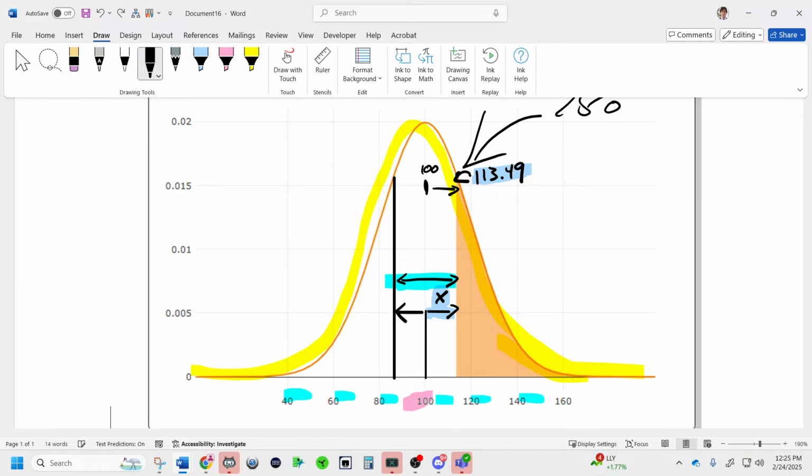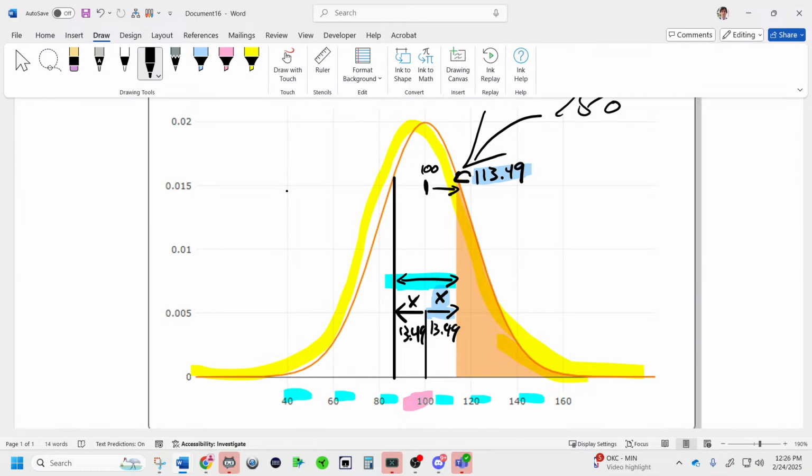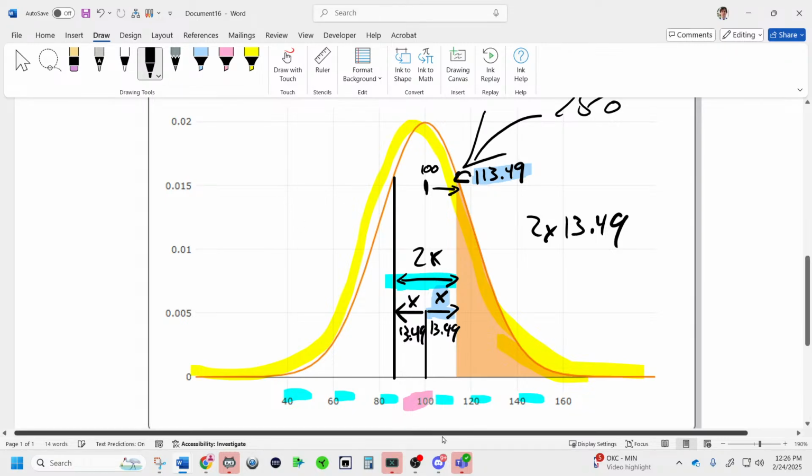13.49. Boom. So then what's the answer? We try to write it in here. That's 13.49, and that's 13.49 because of symmetry. There we go. You could have also found the 25th percentile. You could have z-scored these things. There's many, many ways to do it, but they're equal distance. They're x, so this has to be 2x. So 2 times 13.49.